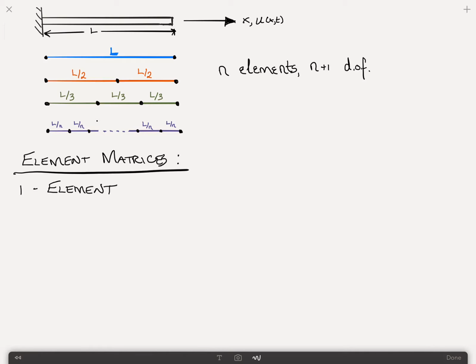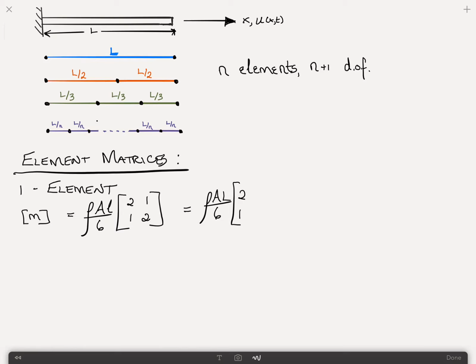All right, so if we look at one element, I will use lowercase m to denote the element mass matrix and uppercase M and K to denote the global matrices. It's rho times A times L divided by 6 times 2, 1, 1, 2. Let me point out that this L here is a lowercase l because it's the length of the element. And now we need to write the length of the element in terms of big L, which is the length of the bar. So little l, the element length in the blue case here, is just equal to capital L. So I can just rewrite this as rho times A times capital L divided by 6 times 2, 1, 1, 2.